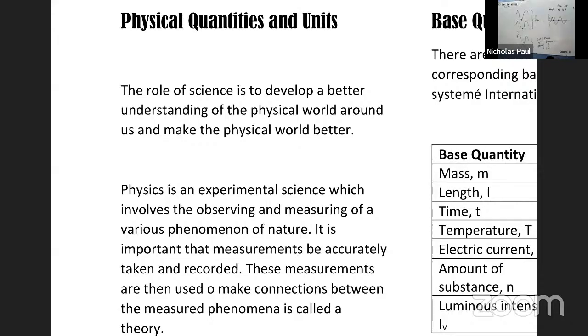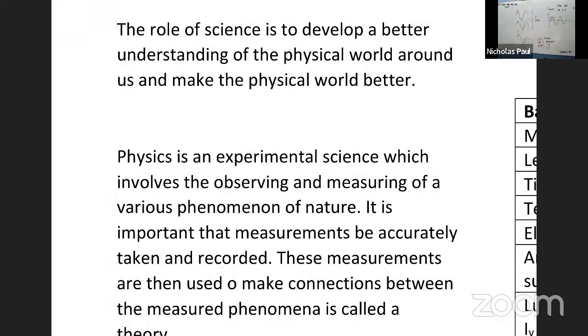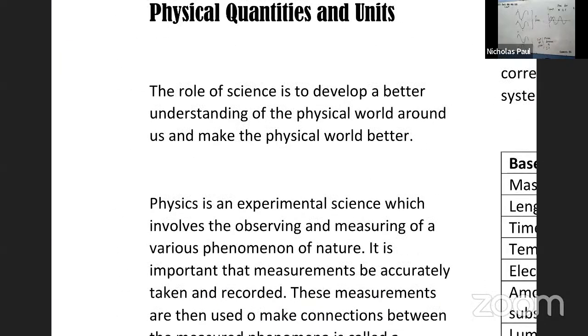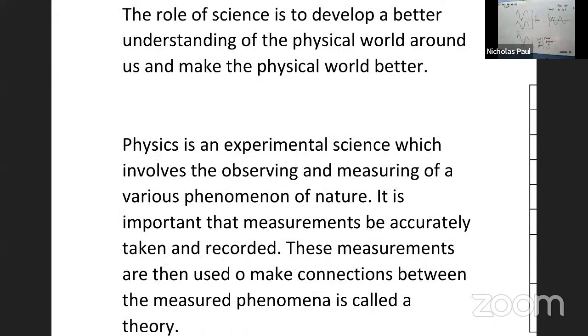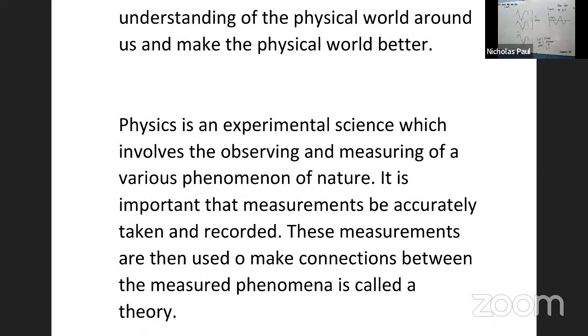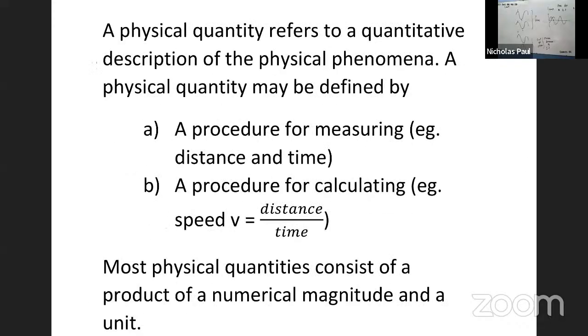All right, so let's go. So first we're going to look and see how we could use physical quantities and SI units to help us do a lot of things in physics, right? Let's just run through this quickly. I have a few spelling errors in here, so let's fix them, right? The role of science is to develop a better understanding of the physical world around us and make it better. So on and so on. Or you can read up on that.